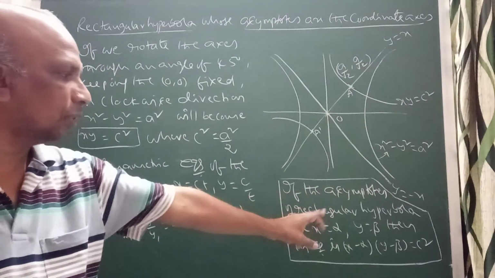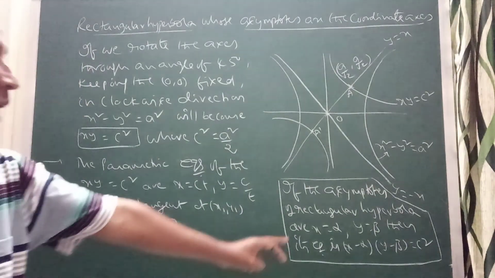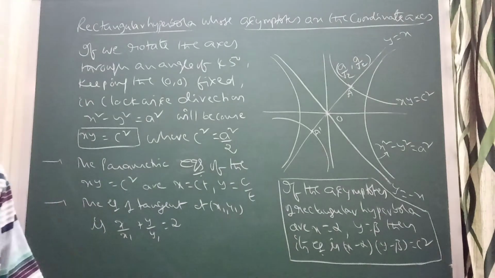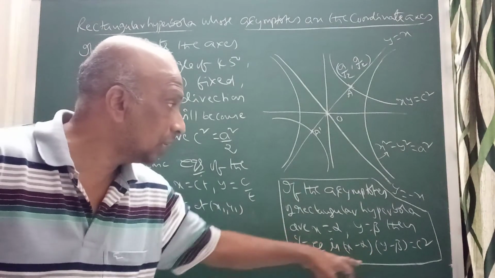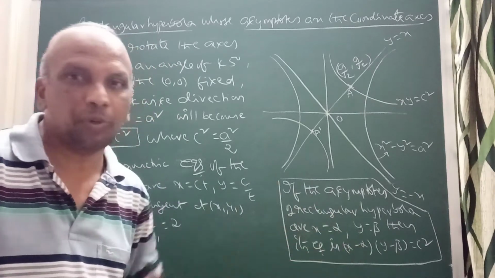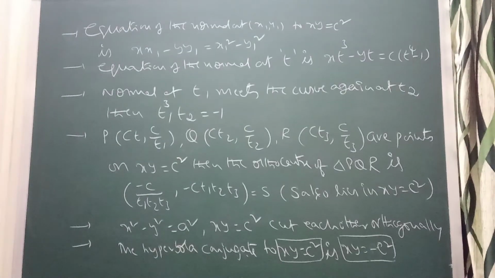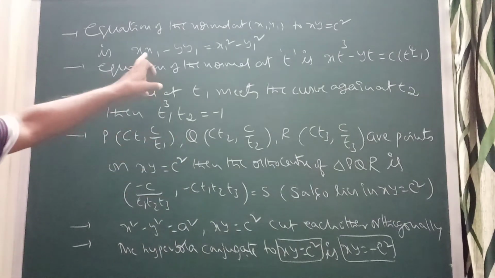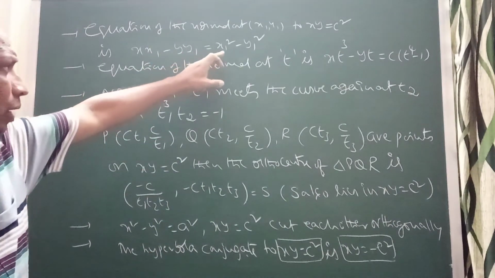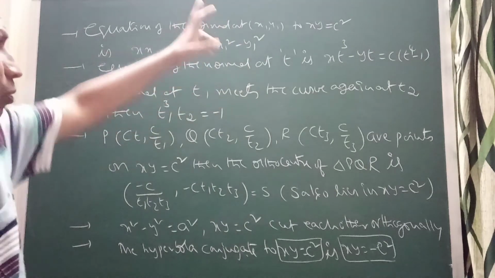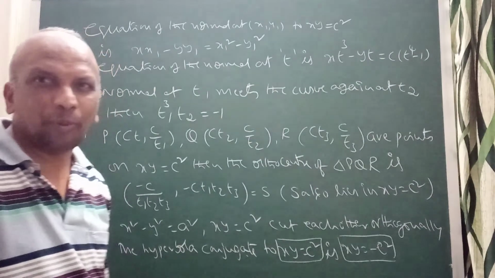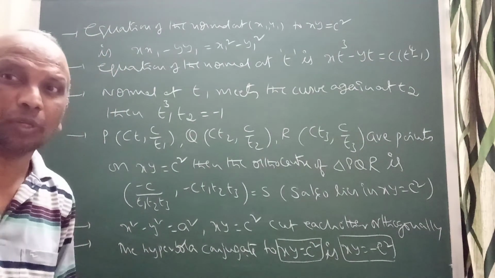Suppose the asymptotes of a rectangular hyperbola are x equal to alpha, y equal to beta, then its equation is x minus alpha into y minus beta equal to c square. The equation of the rectangular hyperbola will be in this form. The equation of the normal at x1 y1 to the rectangular hyperbola xy equal to c square is xx1 minus yy1 equal to x1 square minus y1 square. At the point t, it is xt cube minus yt equal to c into t power 4 minus 1. Better to always use the application of derivative method.